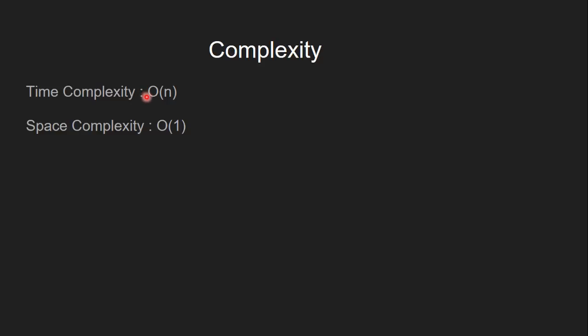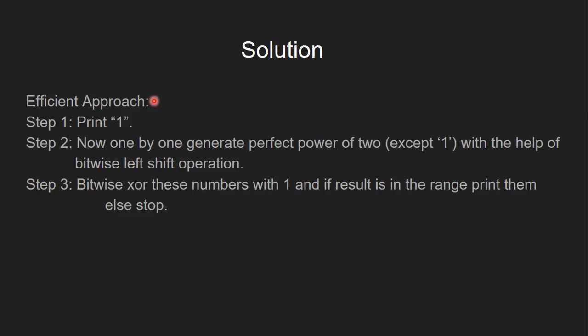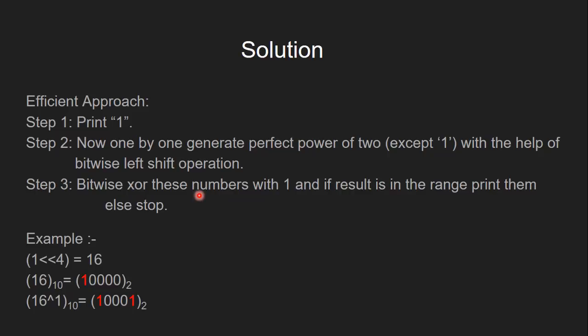The time complexity of this approach is O of n, and the space complexity of this approach is O of 1. An efficient approach to solve this problem is, first we print 1, and now one by one generate perfect powers of 2 with the help of bitwise left shift operation, and then bitwise XOR these numbers with 1, and if the result is in the range, print them, else stop.